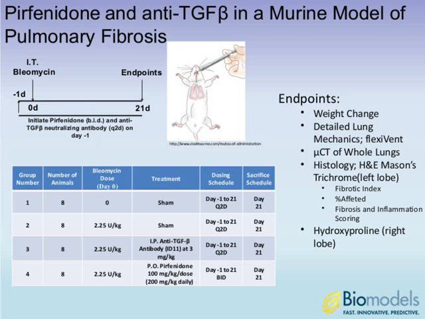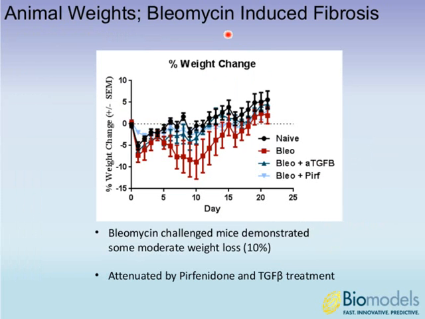Our endpoints here were animal weight change, detailed lung mechanics with the flexiVent, micro-CT of whole lungs, histology, both at H&E and Masson's trichrome. We wanted to look at the fibrotic index, the percent affected, and inflammation scoring. And we also looked at hydroxyproline. Here are results from our animal weights. You can see in our bleomycin-only treated model, or group, we saw a mild reduction in mouse weights. This, to some degree, was ameliorated with anti-TGF-beta treatment, or pirfenidone.